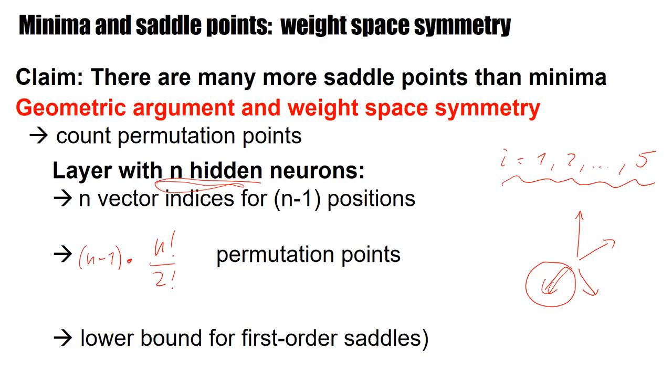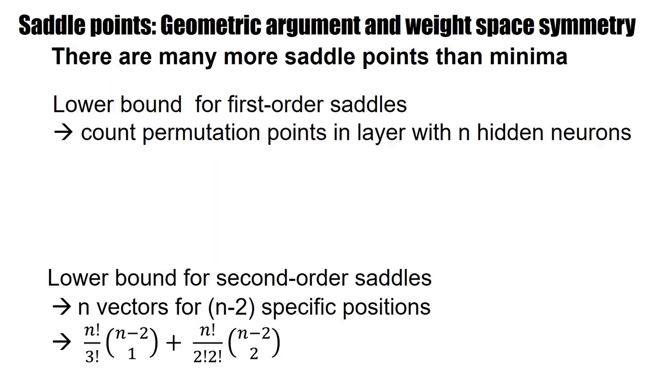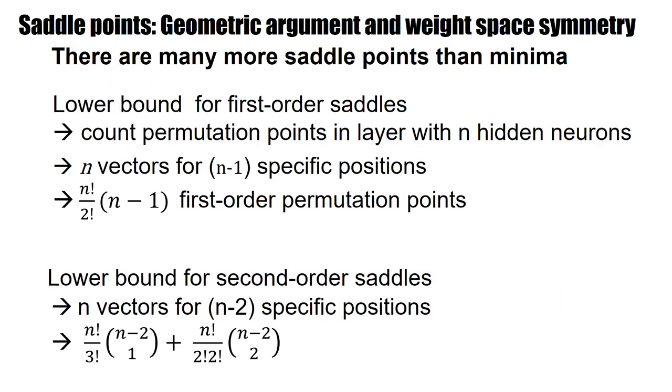And so this count now is a lower bound for first order saddles generated on the connection between permutation minima. So far for first order saddles, and this is the formula we found. Now let's do the same for second order saddles. Again, let's assume we have 5 indices to distribute, but now assume we only have 3 positions.